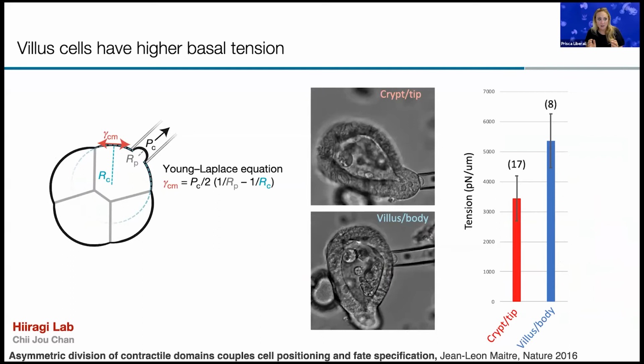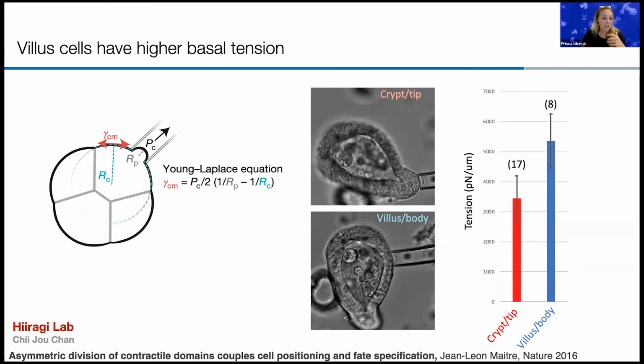On the villus side, on the other hand, on the basal side, what we used is something that Jean-Léon developed during his postdoc, and we did it in collaboration with the lab of Takashi. With the pipette aspiration, we were able to measure the basal tension, both of the crypt and of the villus. And in this case, clearly the villus is much more under tension.